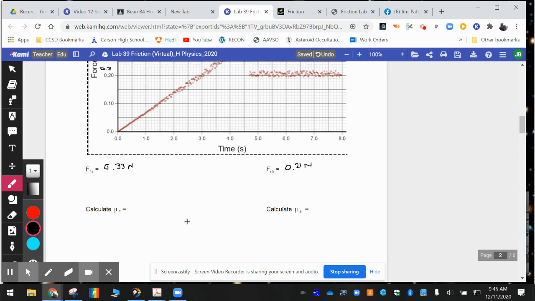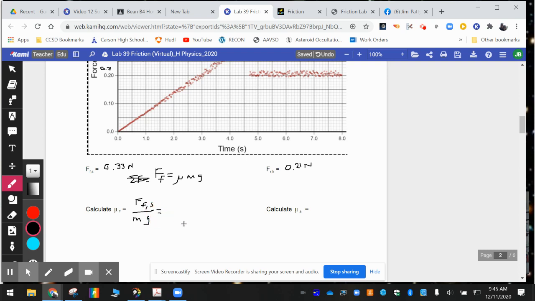All right. Now we need to calculate mu. So how do we do that? So we have here friction is equal to mu mg. Can I solve for mu here? Mu is going to be whatever the force of friction static is divided by mg. The normal force.